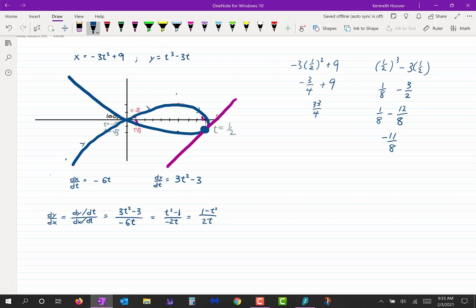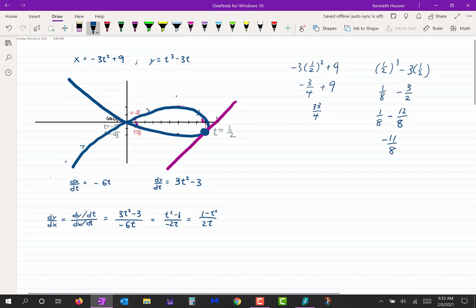Okay, so that point right there is 33/4, comma, -11/8. Okay, now what is that tangent line? Well, it's very easy. I just need the slope and the point. What's the slope of that tangent line? Here's the derivative right there.